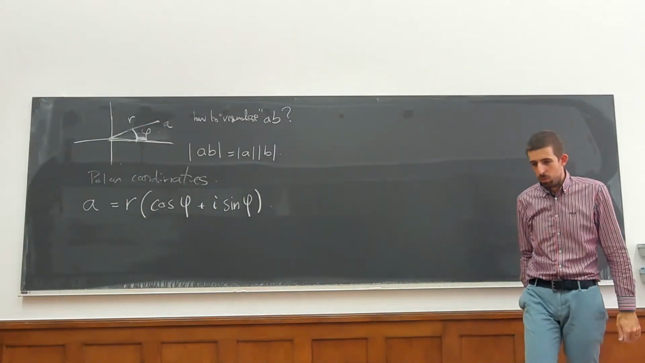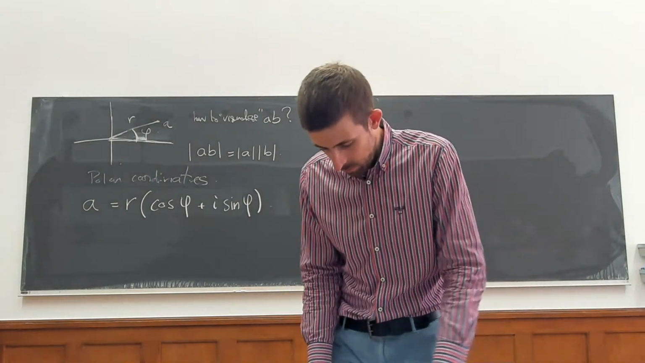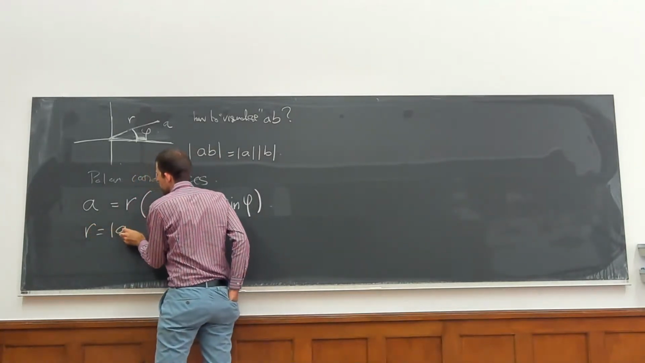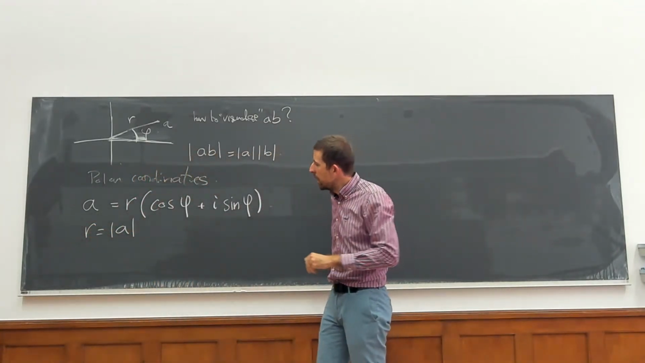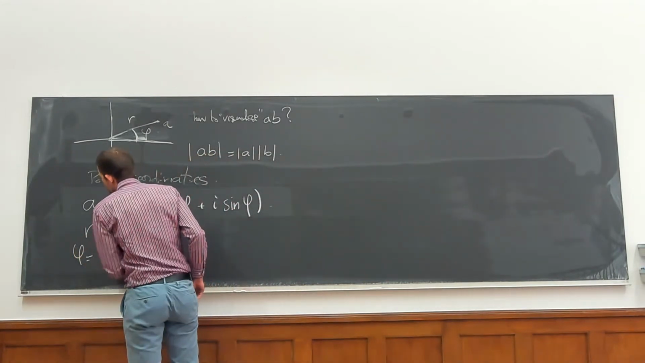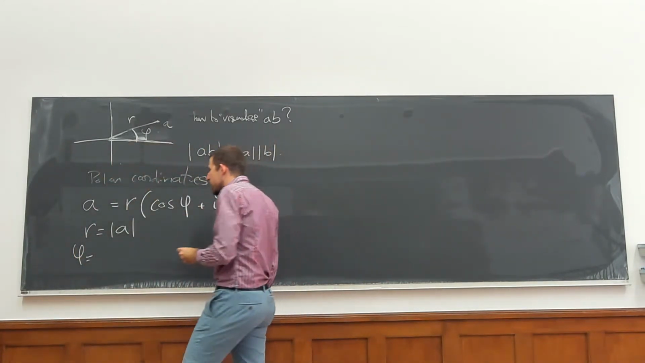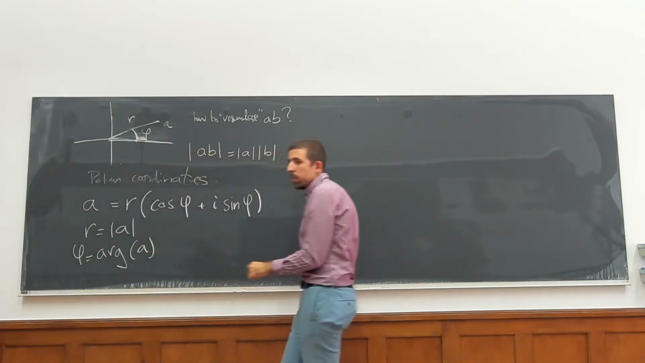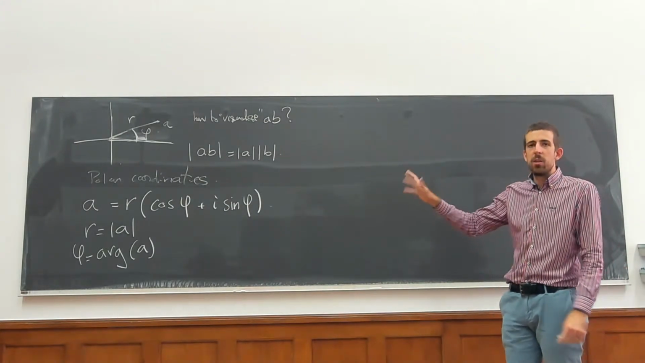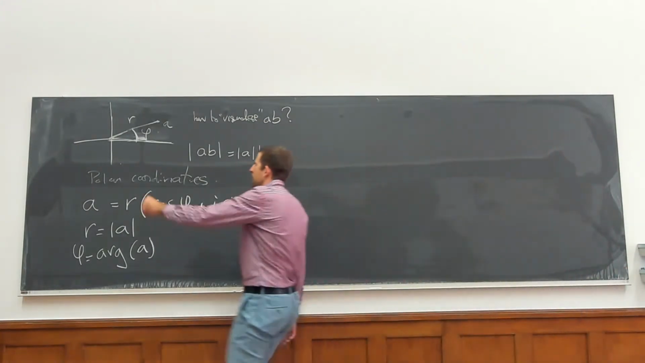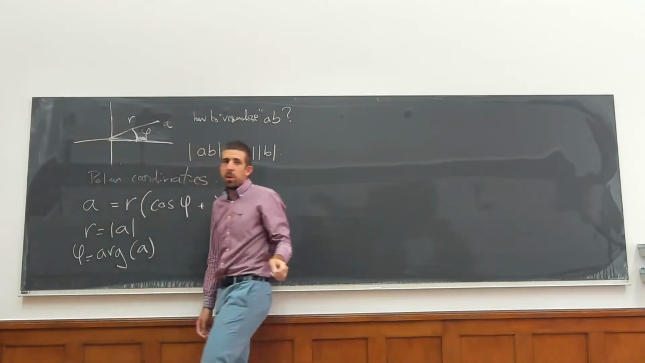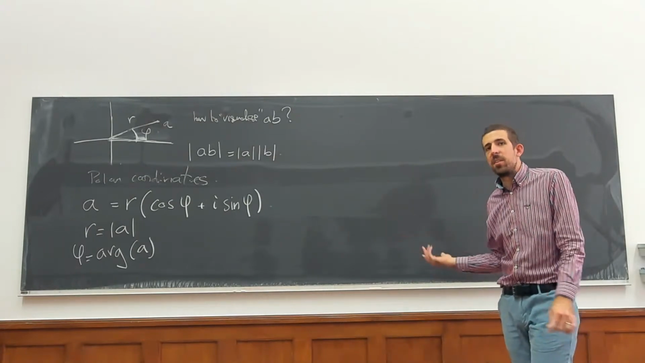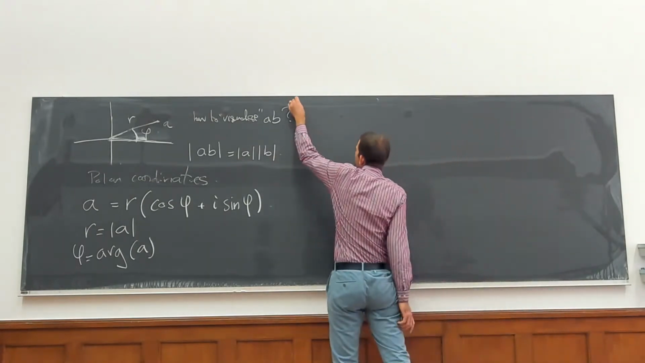And this now is completely well defined. Of course, r is just the absolute value of A, the modulus of A, and phi is the angle of A. In complex analysis, we call this the argument. Of course, it's only defined from 0, say, to 360 degrees or 2 pi. If I add 360, it's exactly the same, and if I add 2 pi, it's exactly the same. That's fine.